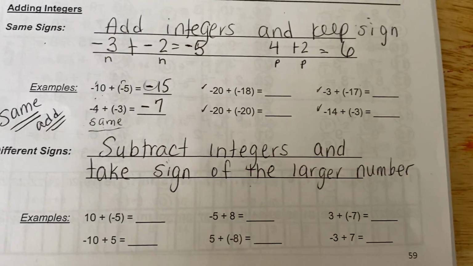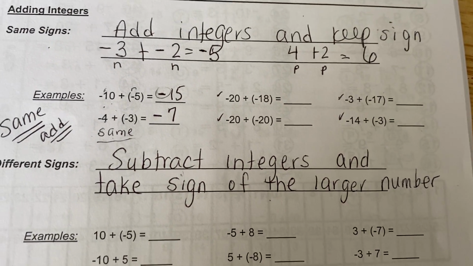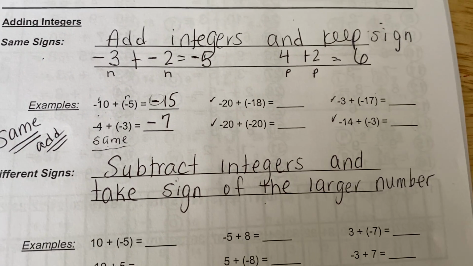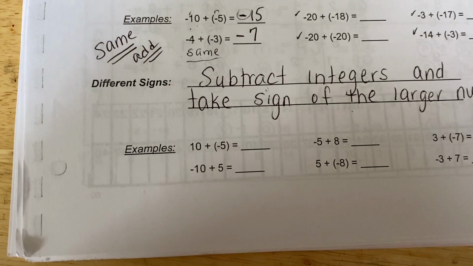Subtract integers and take the sign of the larger number. Okay, make sure you have that down. You write it in your notes. Okay, you follow along. And now we go to here. Let's look at the examples.